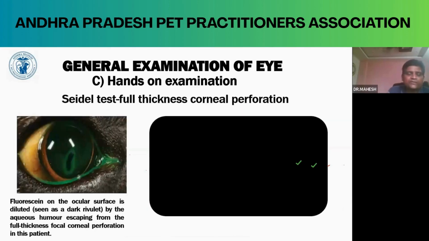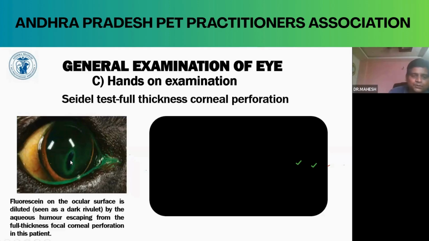So the next one is very, very important. Whenever there is a complete full-thickness perforation of the cornea, you have to go for the Seidel test. Whenever you apply the dye, you will generally observe the leakage of the aqueous humor from the perforation. I will show the video of how it will appear. But as a picture here, you can appreciate the black color. The black color is nothing but the aqueous humor flowing and diluting the dye. So that's why it is appearing black.